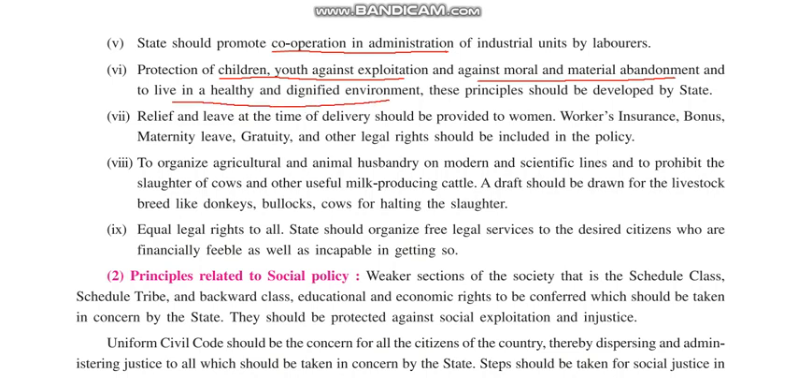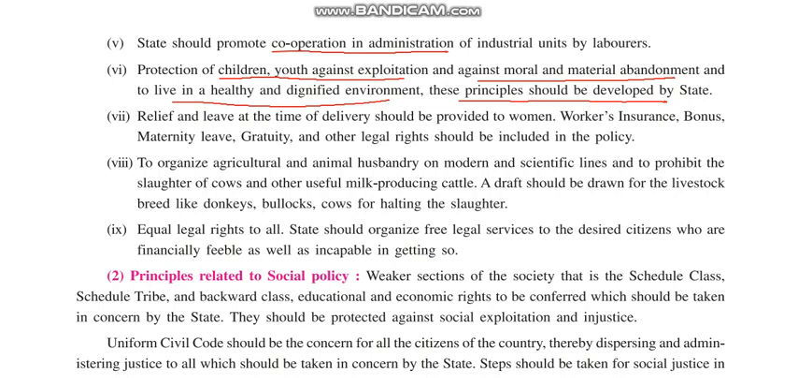Usually you might have seen many times on the road there are a lot of children who are either orphans or living such a bad life, so they also have a right. It is a responsibility of the state to provide them a good and healthy life. This principle should have been developed into the state.